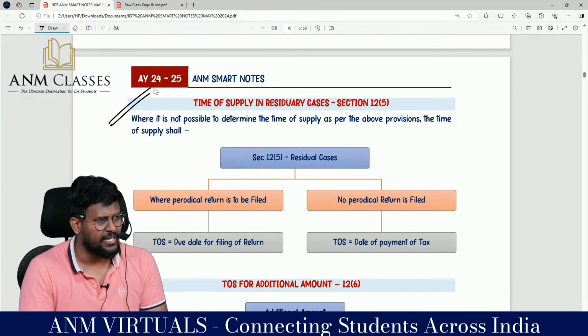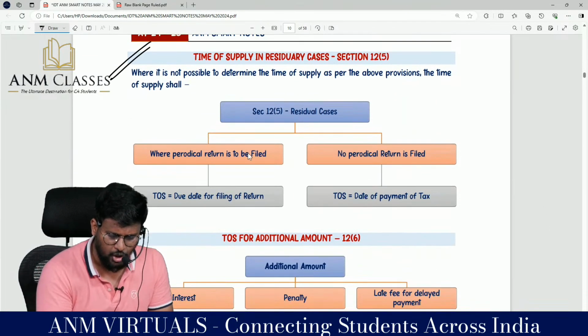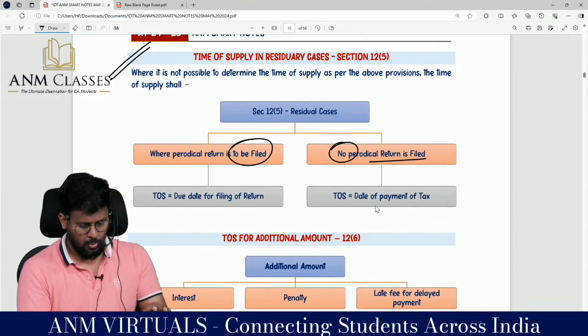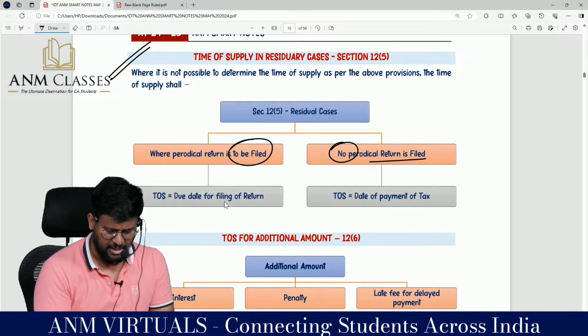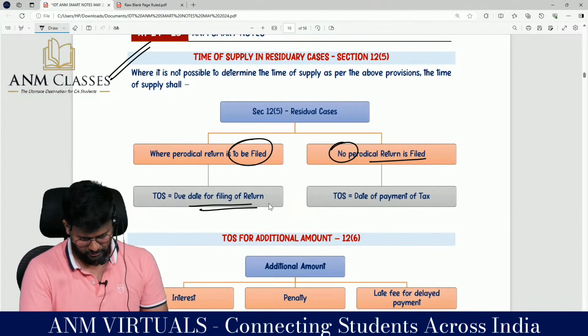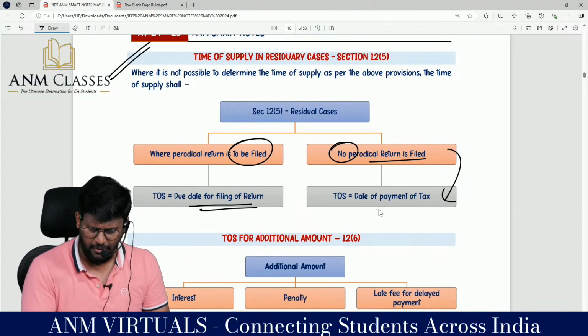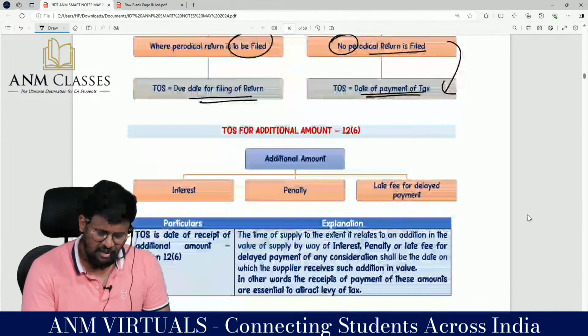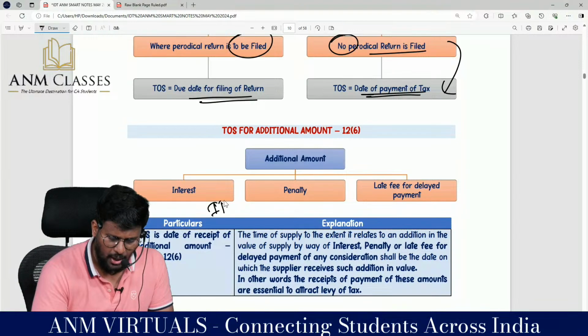Time of supply in case of residual cases: where the periodical return has to be filed, or no periodical return has to be filed, correct? Yes, sir. Where periodical return has to be filed, time of supply is the due date for filing the return. Where no periodical return has to be filed, time of supply is the date of payment of tax, right? Yes, sir. 12.6 is applicable to IPL.